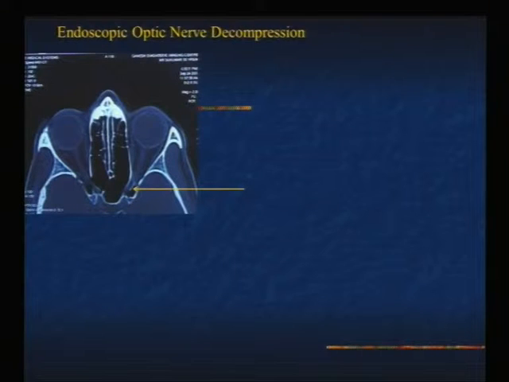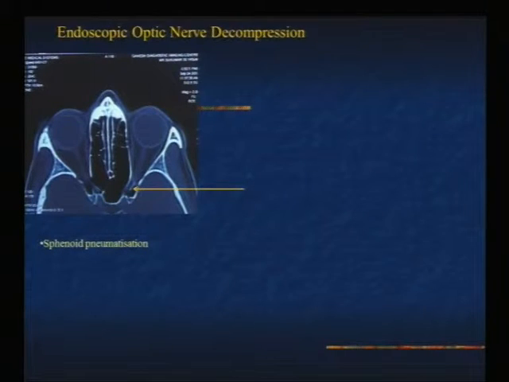And of course, the idea of the operation is to focus only on the optic canal, because this is the only part of the optic nerve which can get constricted in a bony canal. So for optic canal decompression, you do a CT to look at sphenoid pneumatization, you do a CT to look at the position of the optic nerve in the sphenoid. It can be a little bit variable depending on how the sphenoid is pneumatized.